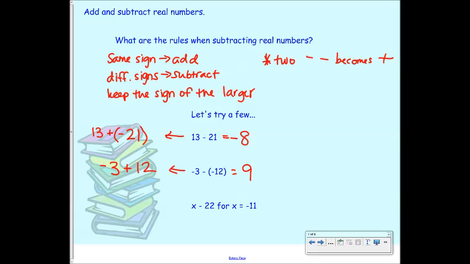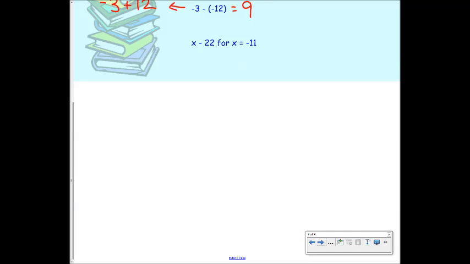Okay, what's going on here? X minus 22 for x equals negative 11. There's just a first step. We're evaluating, so I just have to plug in. So I'm going to plug this in here, and it's going to give me negative 11 minus 22. Same signs or different? Same signs. They both have negatives in front of them, so am I going to add or subtract? Add, which gives me negative 33. 11 plus 22 is 33. 22 is the bigger number. It's got a negative, so I keep it negative. You could rewrite this as negative 11 plus negative 22.